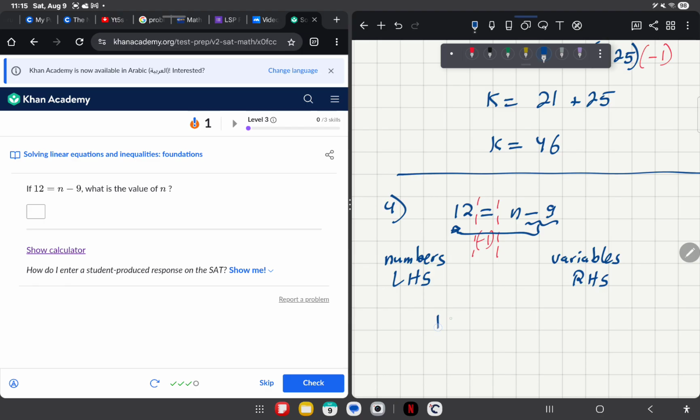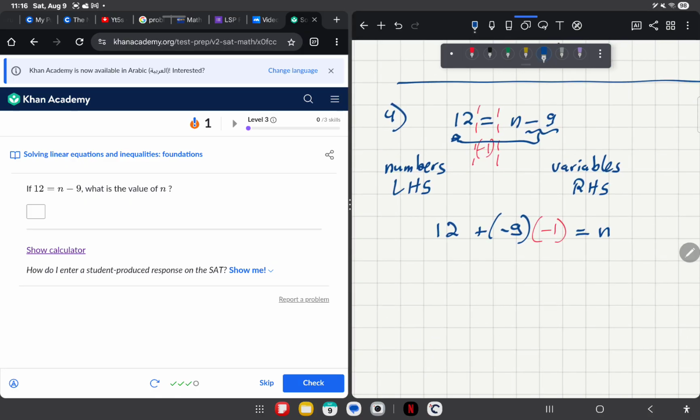So it's crossed. So 12 plus -9, and then I've got the -1 over here, which is equal to n. So 12 plus 9 is equal to n, which is 9, 10, 11, 21.